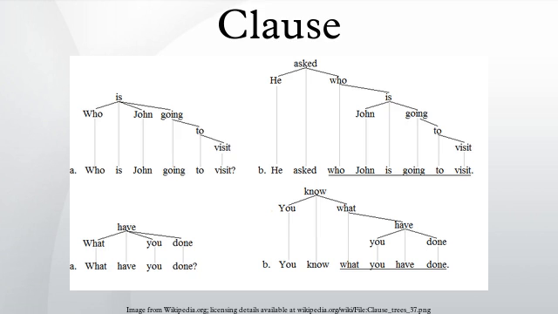In grammar, a clause is the smallest grammatical unit that can express a complete proposition. A typical clause consists of a subject and a predicate, where the predicate is typically a verb phrase, a verb together with any objects and other modifiers. However, the subject is sometimes not expressed.